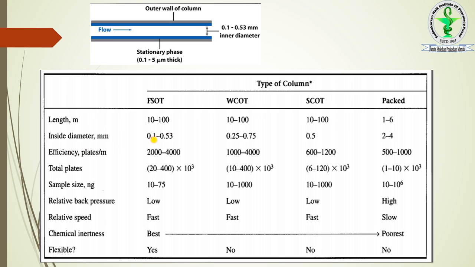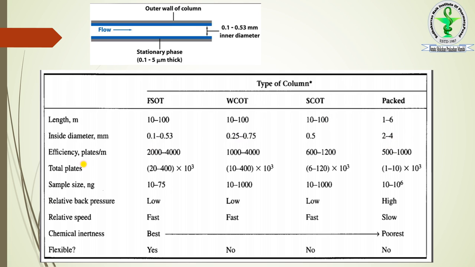So internal diameter for the FSOT, that is a fused silica open tubular, is 0.1 to 0.53. Then in the case of wall coated open tubular column, that is somewhat larger, it is 0.25 to 0.75. Support coated open tubular column, that is from 0.5, which is somewhat larger. And in the case of packed, it is 2 to 4.